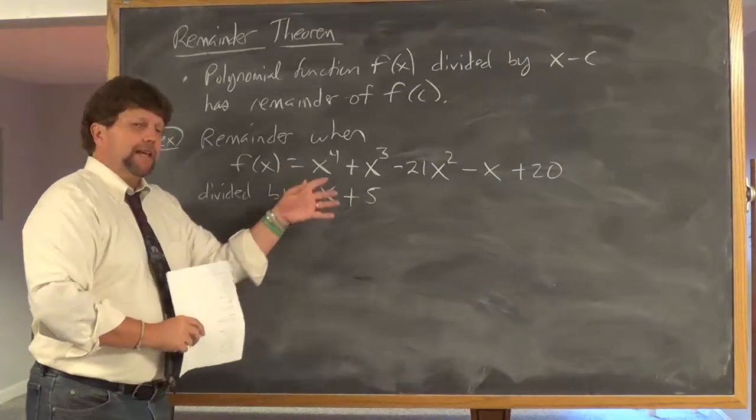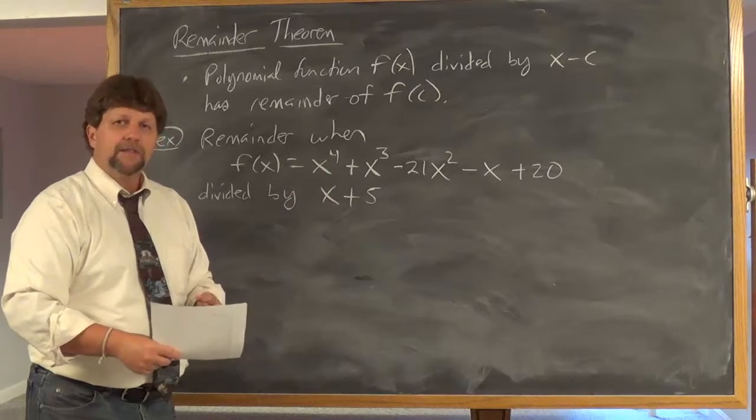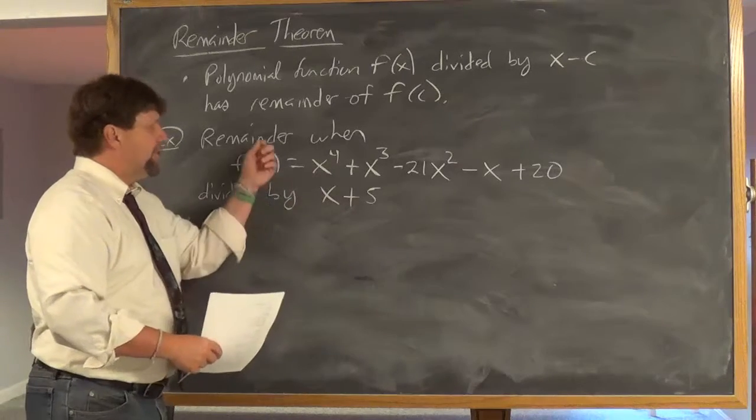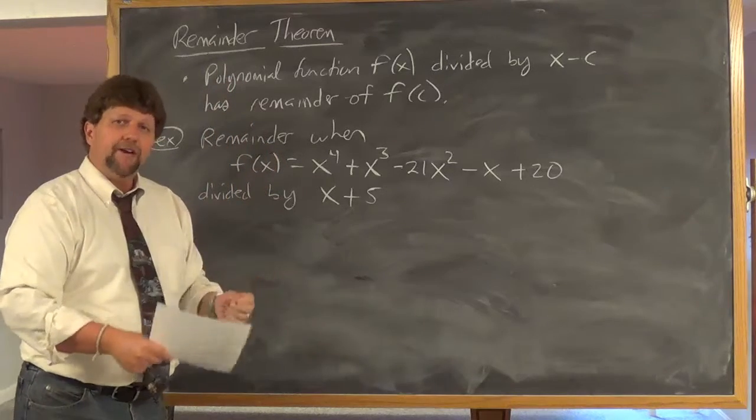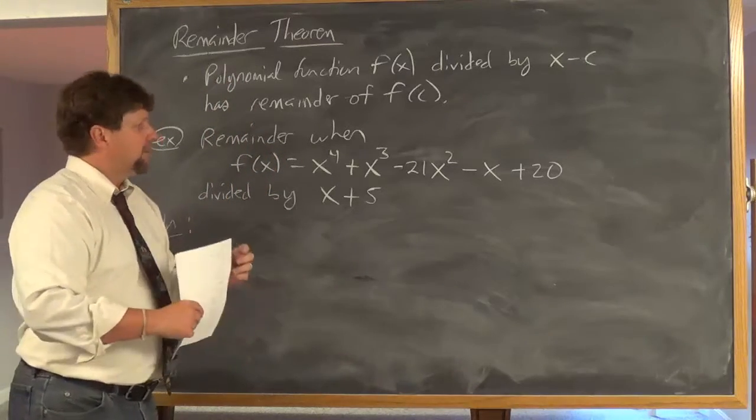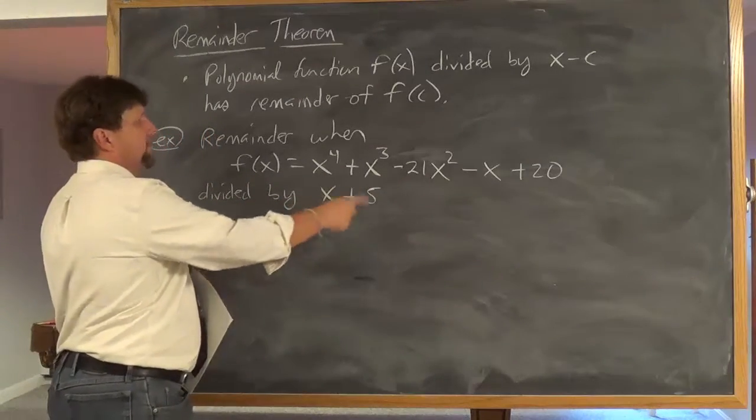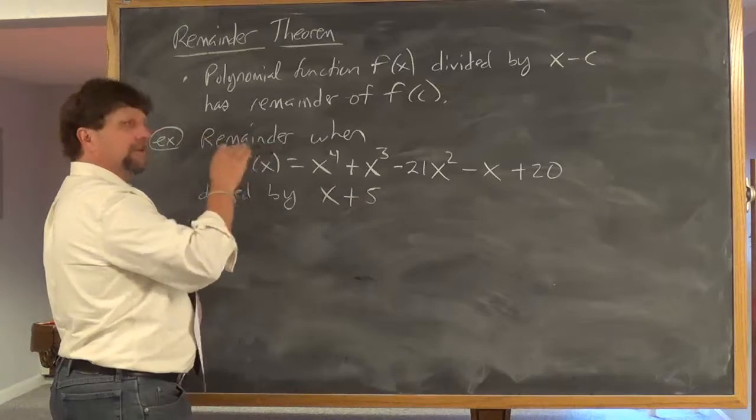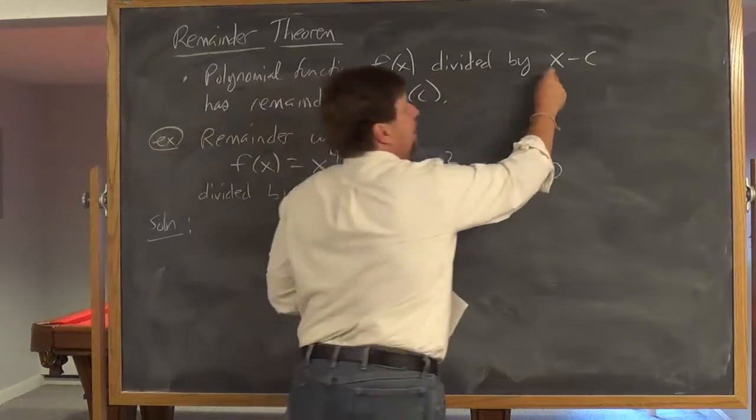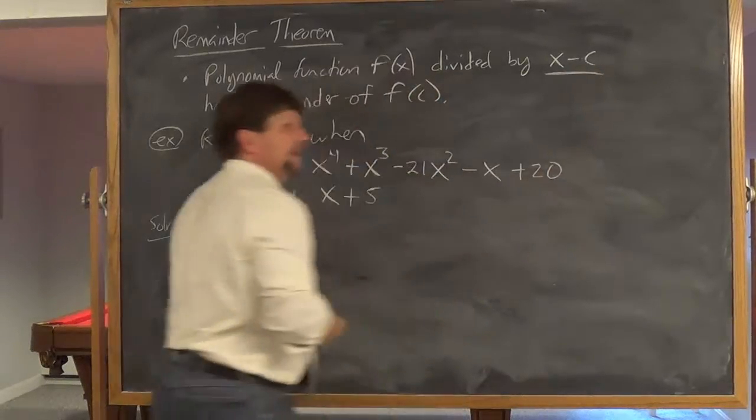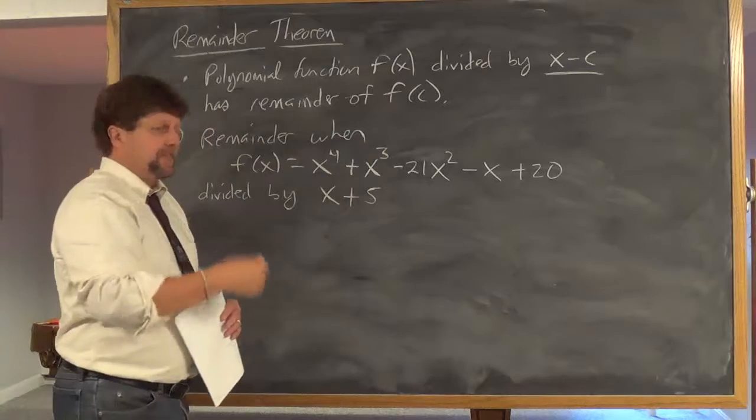Well, I suppose we could take this mess and crank it through the process of synthetic division. But if we just want to know the remainder, the remainder theorem tells us how to do that very, very quickly. Here, we're taking this polynomial and dividing it by x plus 5. Notice the remainder theorem says when you take a polynomial and divide it by x minus c, there will be a remainder of f of c.